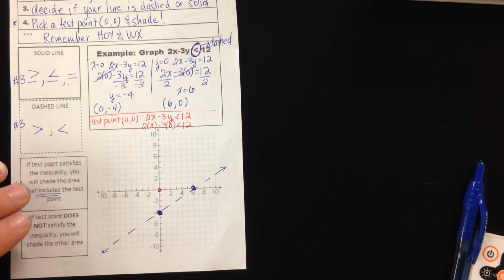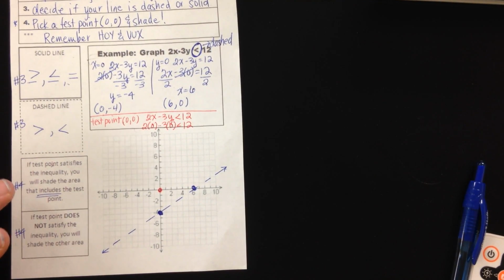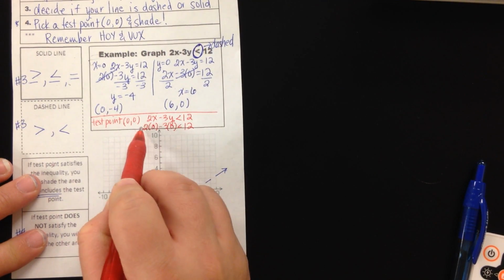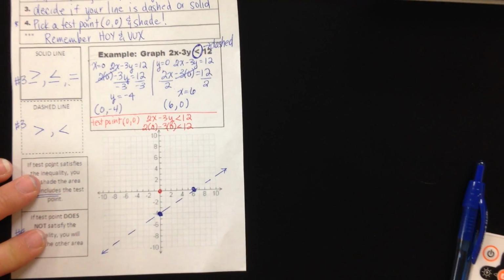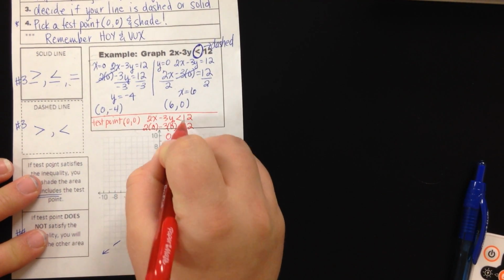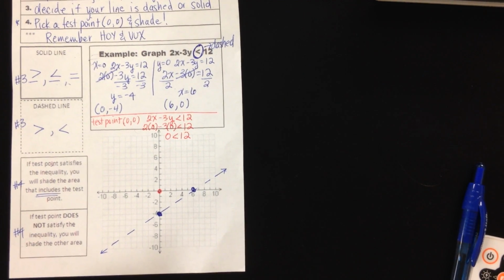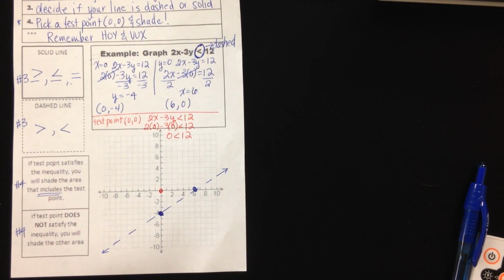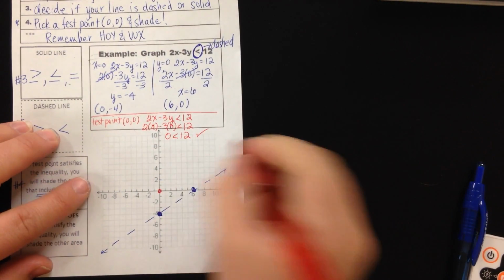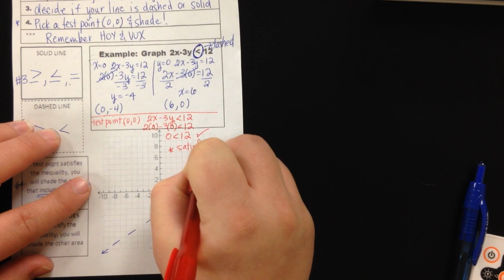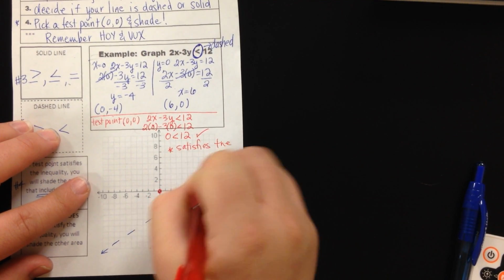And we're going to simplify this expression. Okay, what does this entire left side become? 2 times 0 minus 3 times 0. 0. And then less than 12. And so I need to ask myself, is this a true statement? Yes, it is. And if it's a true statement, and I want you to make note, that means that it satisfies the inequality.